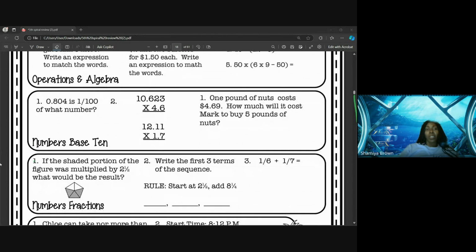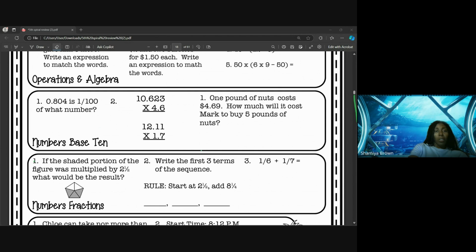Okay, so section 2, Tuesday night. The first one says 0.804 is 1/100th of what number? So if this number is 1/100th of another number, then that means this number is smaller than the other number.